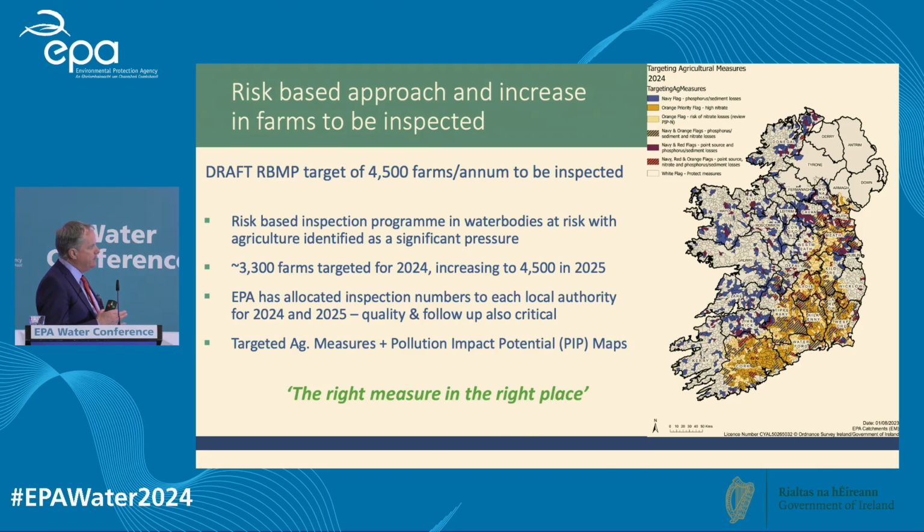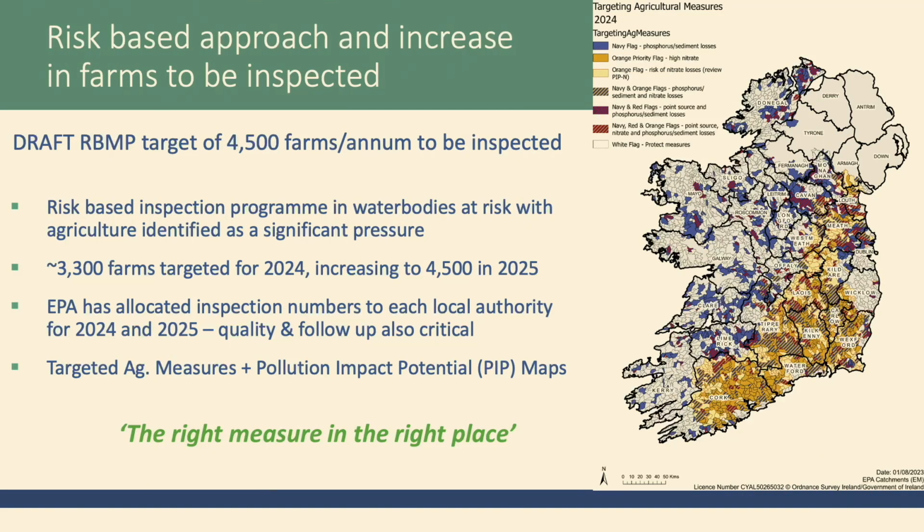So it's a flag system there. I'm not sure if you can read it or not, but essentially you can see there in the orange, brown areas are the areas where nitrate is a problem. The P, the navy flags, is phosphorus. And the key message coming from this is that the knowledge is there. It's there for local authorities to use to guide them in terms of where they should carry out their inspections, and also in terms of applying the right measure in the right place.